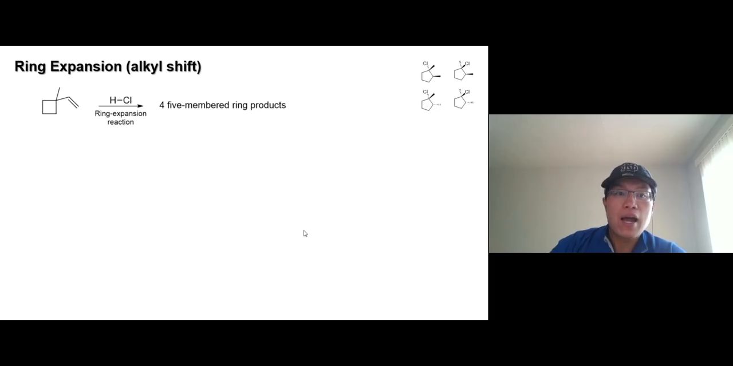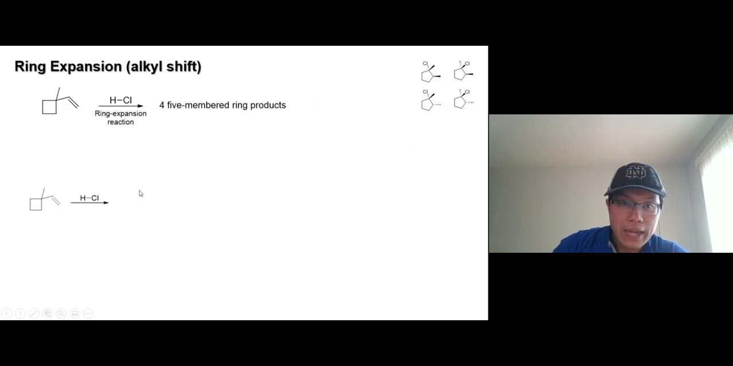Another type of rearrangement is an alkyl shift. This one looks like the ring expands. We call it ring expansion, from a 4-membered ring to a 5-membered ring, but there are 4 of them right here. This is the product there, but we're going to get all of this. How are we going to get to this?